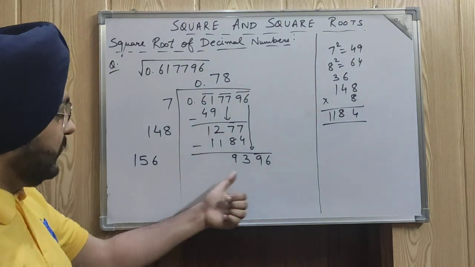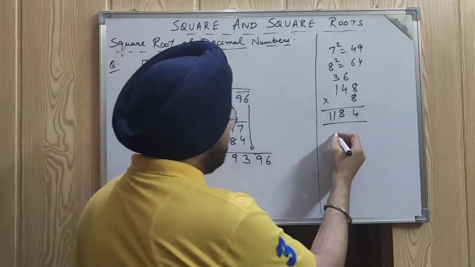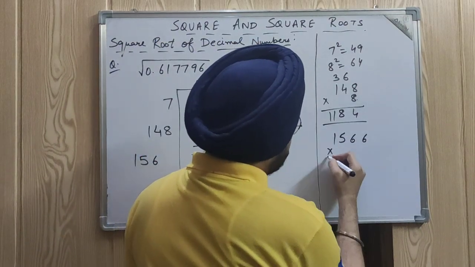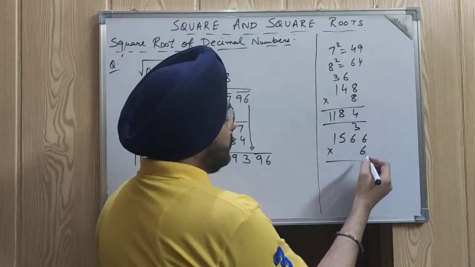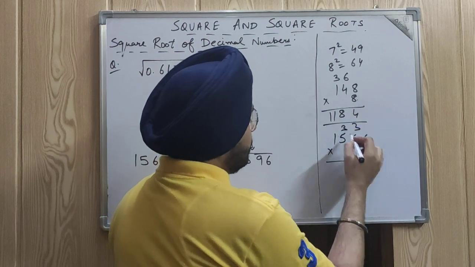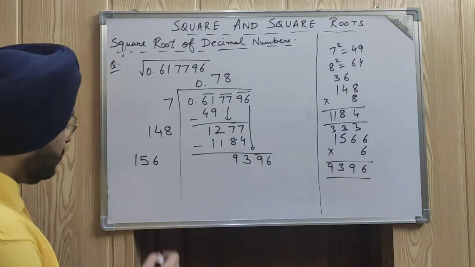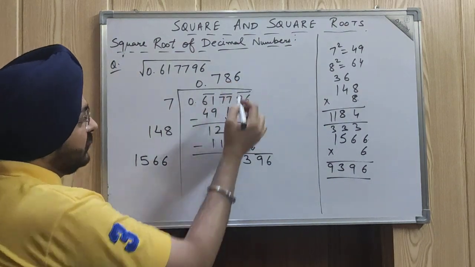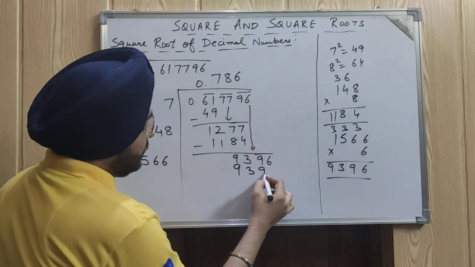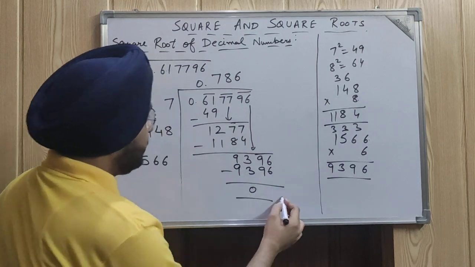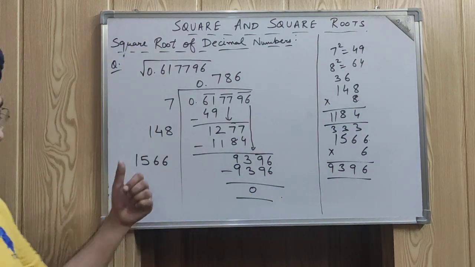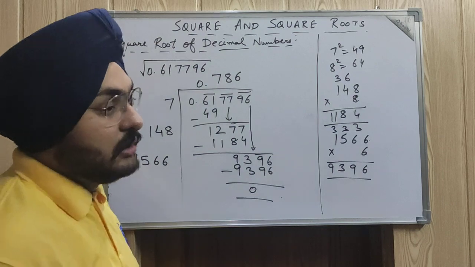156. So definitely it will be going with 6 only. So 1566 into 6. So 6 into 6 will become 36, 39, 33 and 9. So I'll be going with 6 only. So this will be your 9396, and on subtracting you will be getting the remainder as 0. So basically I can again say this one is the perfect square.